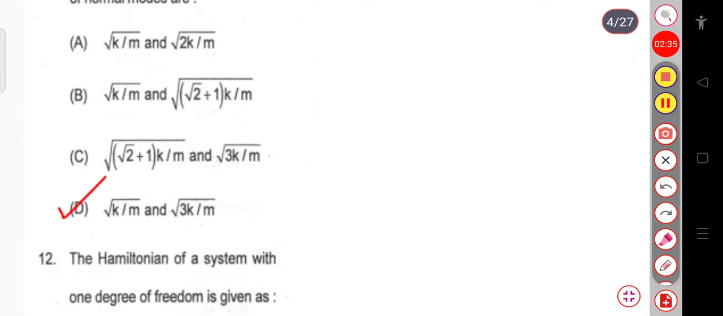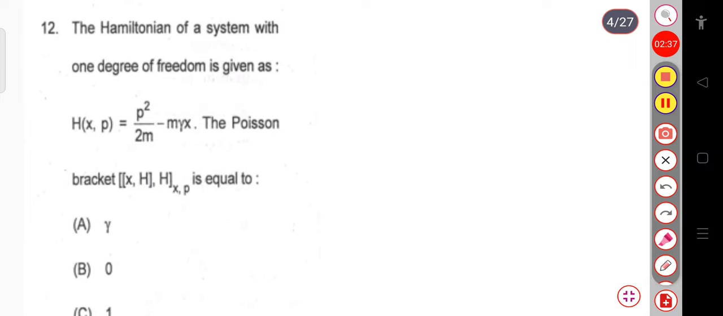Now let us see the next question. The Hamiltonian of a system with 1 degree of freedom is given as H of x, p equal to p square by 2m minus m gamma x. The Poisson bracket x comma H comma H of x, p is equal to how much.